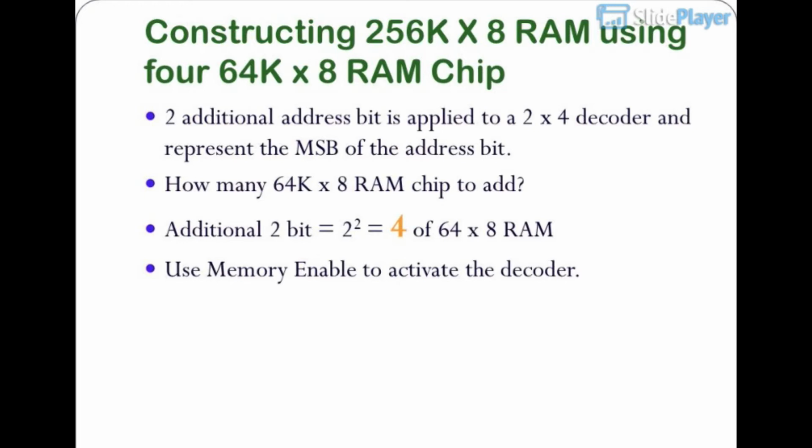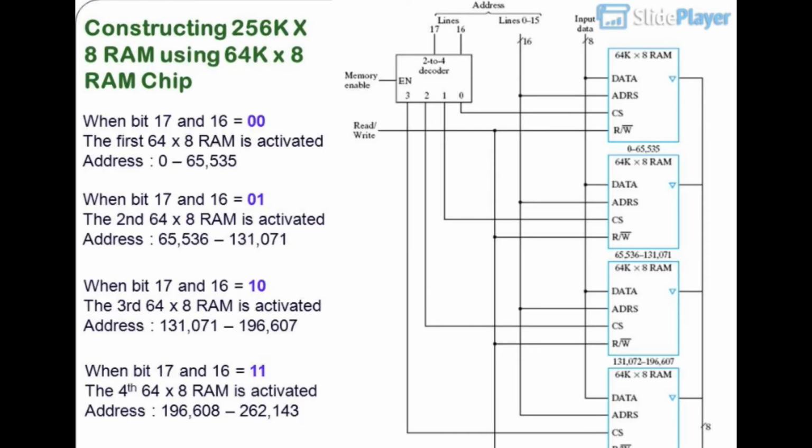How many 64K x 8 RAM chips to add? The additional 2 bits equal 2^2 = 4 of 64K x 8 RAM. Use memory enable to activate the decoder. Constructing 256K x 8 RAM using 64K x 8 RAM chips. When bits 17 and 16 equal 00, the first 64K x 8 RAM is activated, address 0 to 65,535.